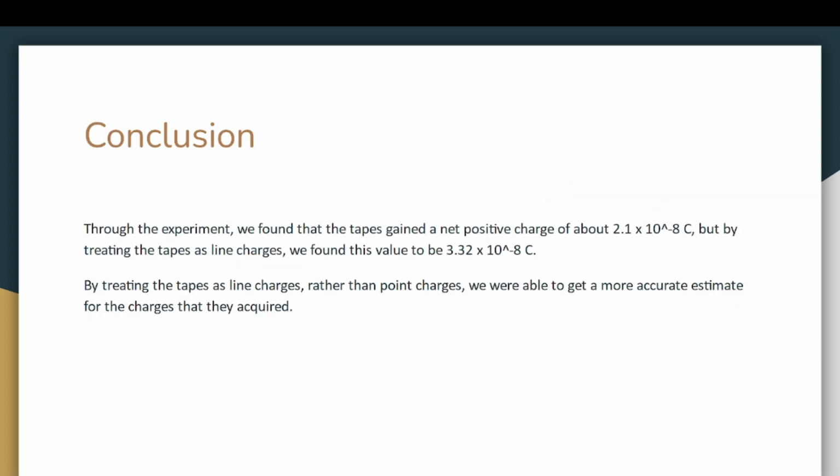So in conclusion, we found that tapes gained a net positive charge of about 2.1 times 10 to the negative 8th coulombs when we treated them like point charges, but treating them as line charges, we found this value to be 3.32 times 10 to the negative 8th coulombs. And this is a more accurate estimate for the charges that they acquired.